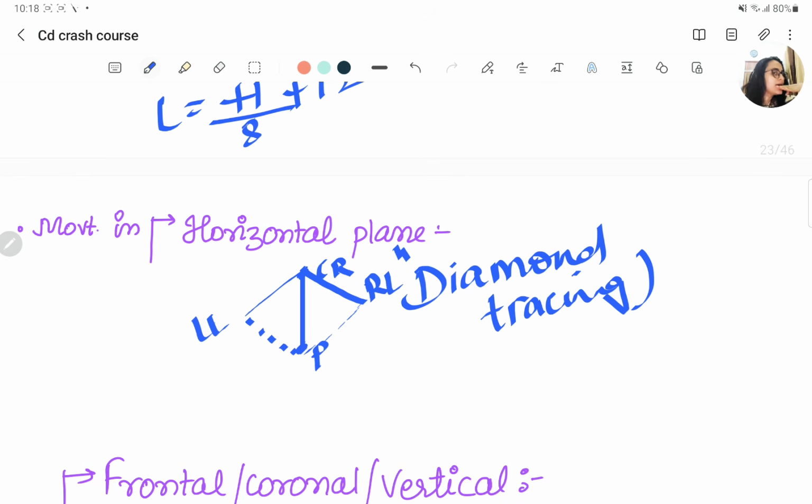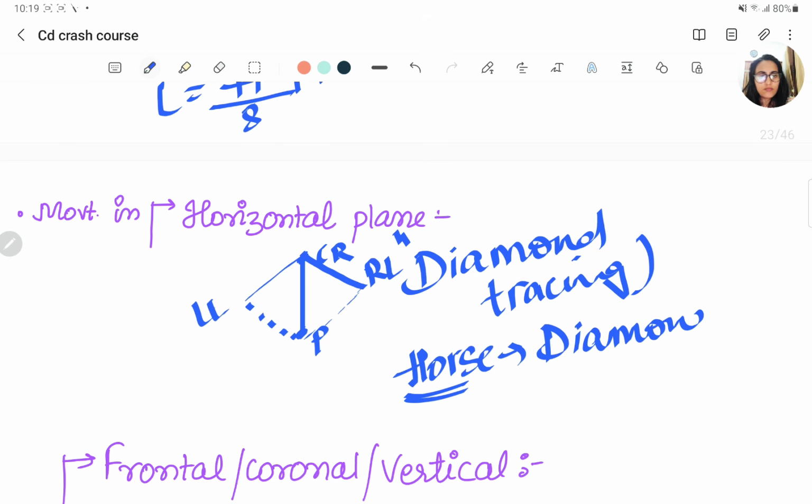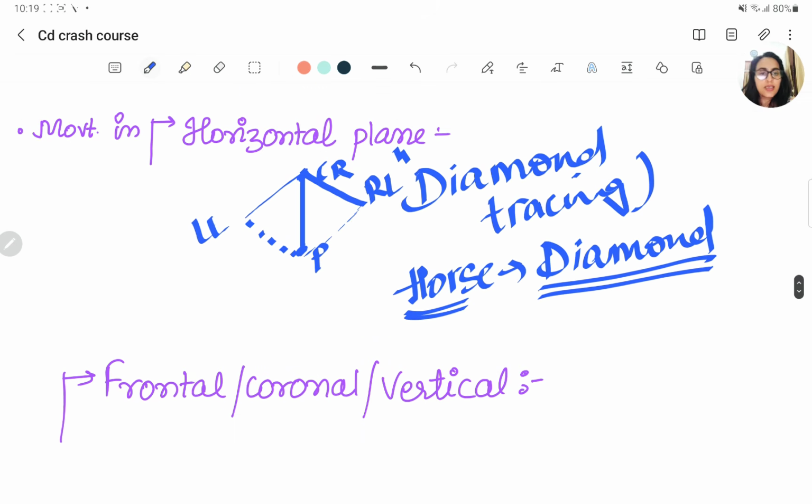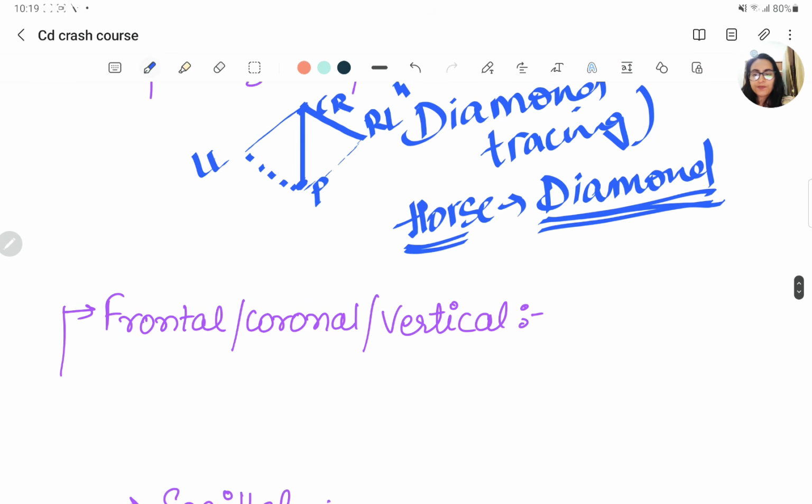So in this plane, centric relation is this. Protrusive will be forward. Again back to the centric. Then right and left. So that is how there is going to be movement in the horizontal plane. And how you can remember it is horse diamond. With horizontal, it is diamond tracing. The people who go to see horse racing wear diamond rings or have diamonds, they're very rich.